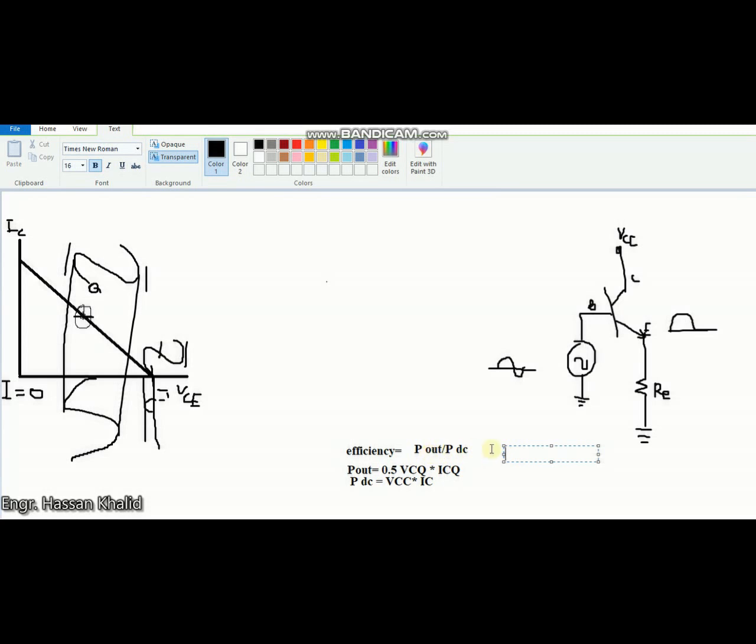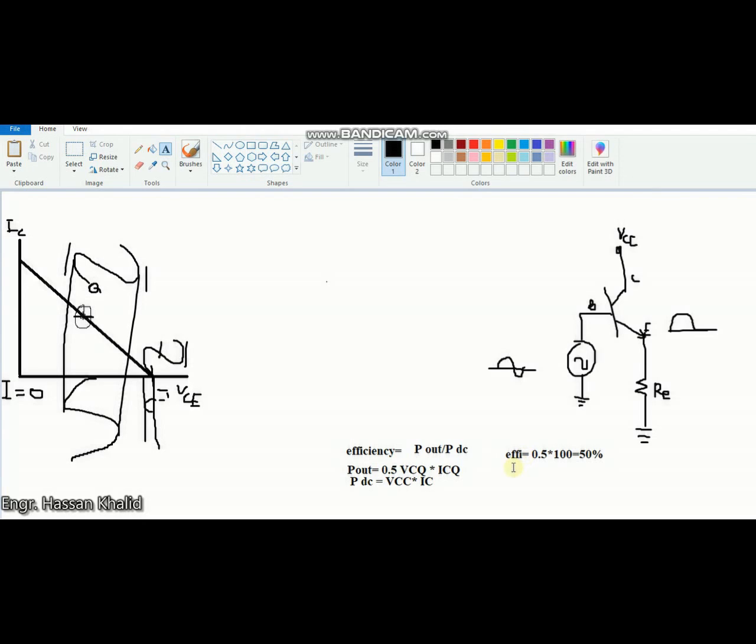That means that the efficiency of this circuit is only 50%, since the VCQ and ICQ are equal to that of the VCC and ICC at this extreme point. Therefore this factor will be cancelled out, and only the remaining factor will be this 0.5. Now if I multiply it with 100 to get the overall percentage, that will give me only 50% efficiency.